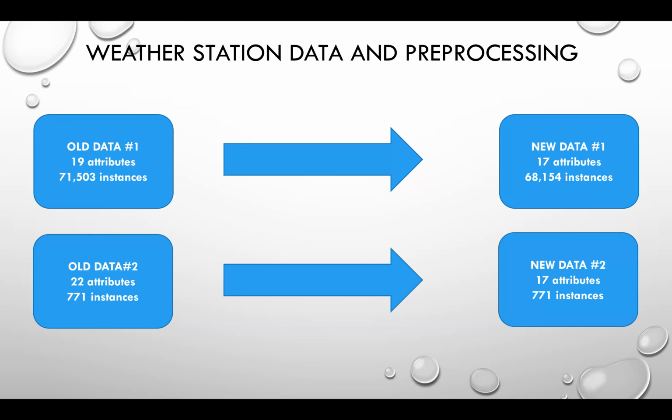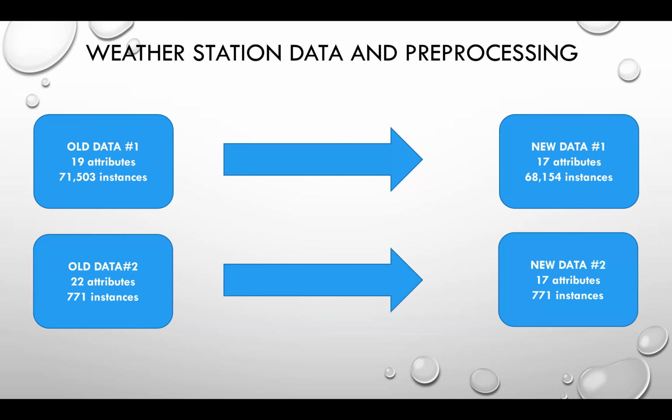The second version of the data had 22 attributes, and this is when they updated their Ambient Weather. They started to use 22 attributes instead of 19, and this was a very small set of data that only included 771 instances. So we took those two sets of data, and data processing starts by removing the instances with unknown values. And we combined the two versions of the data with different headers, and that was a very crucial step to do.